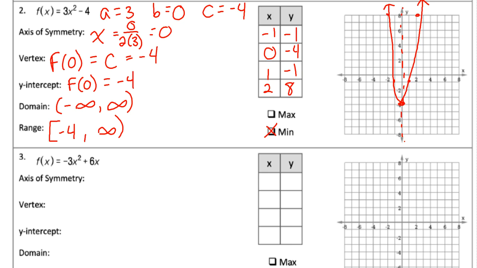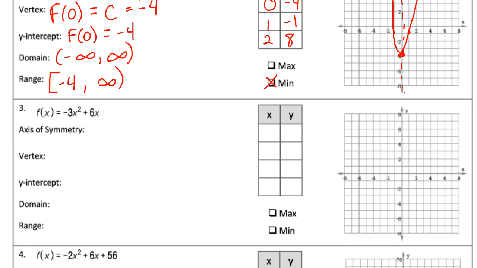Okay, let's look at number 3 now. So for number 3, my A value is -3. My B value is 6. And my C value in this one is not there. I have no constant on the end, so that means the C value is 0.